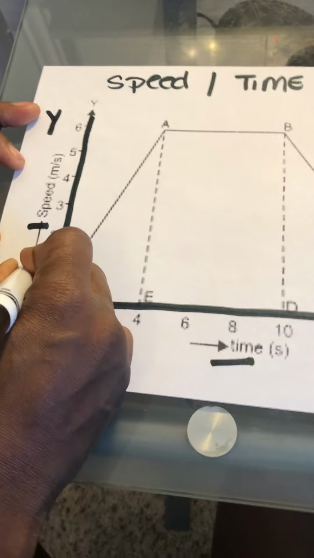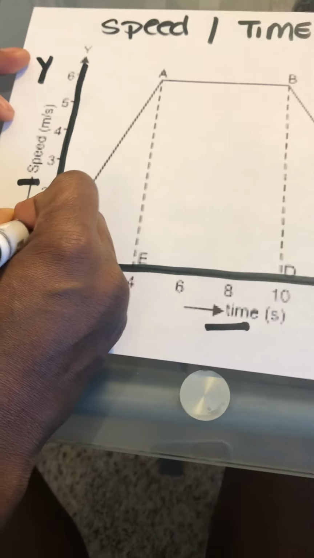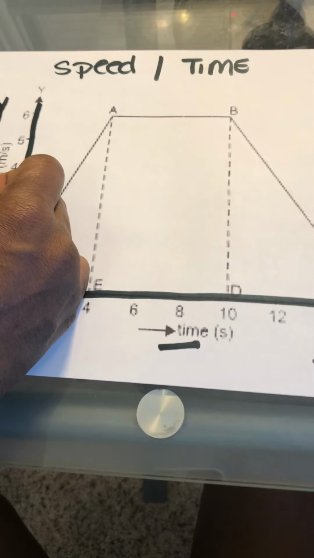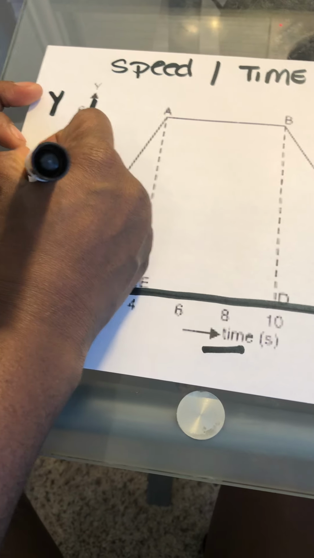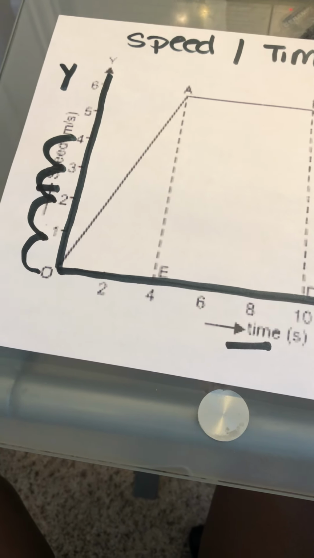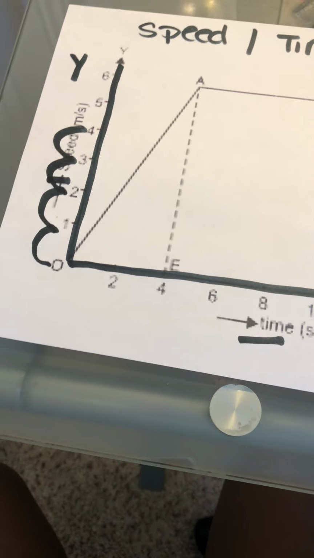So from 0 to 1, it's moved an interval of 1. From 1 to 2, it's an interval of 1. From 2 to 3, it's an interval of 1. From 3 to 4, there's an interval of 1, so on and so forth. So this is moving in an interval of 1 on the y-axis.